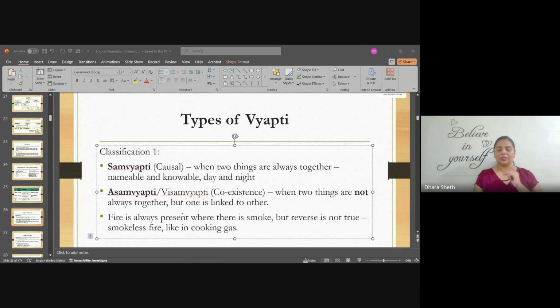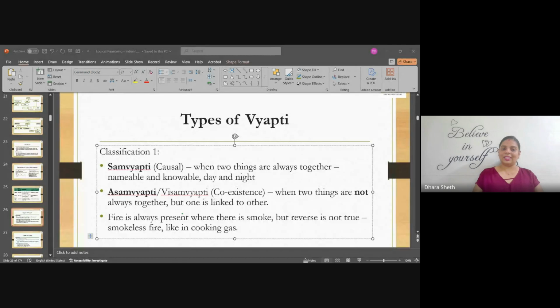Asamvyapti is the opposite. It's not exactly opposite, but it is only in a single direction. Whenever there is fire, there is smoke. But in reverse, wherever there is smoke, there has to be a fire. But wherever there is fire, it is not necessary that you have smoke. Every time you start your LPG gas at home, does it start smoking? No, right? So wherever there is fire, it is not essential that there is smoke. But you cannot have smoke without fire. बिना आग के धुआं नहीं हो सकता, but बिना धुएं की आग हो सकती है.